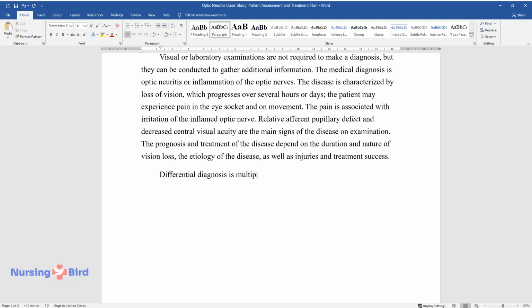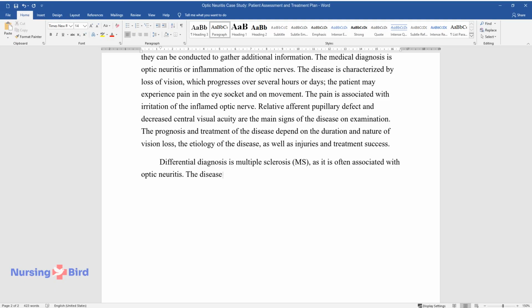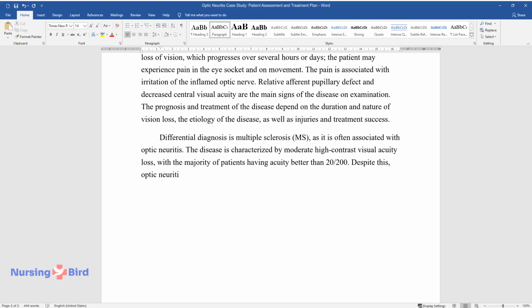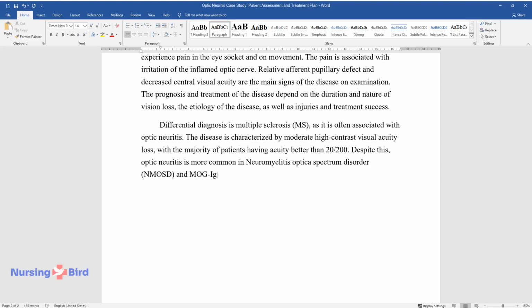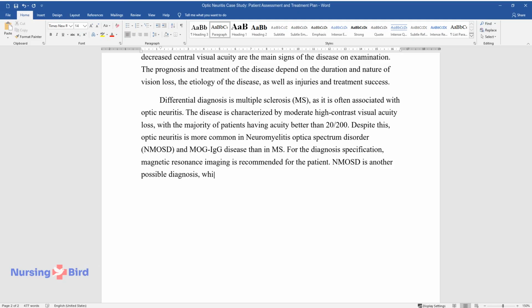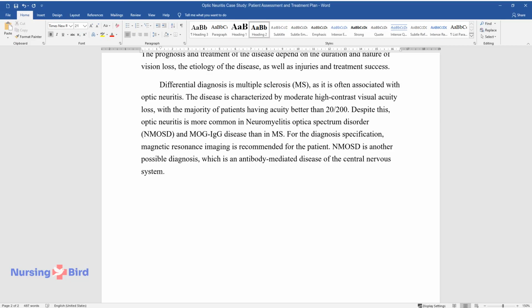Differential diagnosis is multiple sclerosis, MS, as it is often associated with optic neuritis. The disease is characterized by moderate high-contrast visual acuity loss, with the majority of patients having acuity better than 20/200. Despite this, optic neuritis is more common in neuromyelitis optica spectrum disorder, NMOSD, and MOG-IgG disease than in MS. For the diagnosis specification, magnetic resonance imaging is recommended for the patient. NMOSD is another possible diagnosis, which is an antibody-mediated disease of the central nervous system.